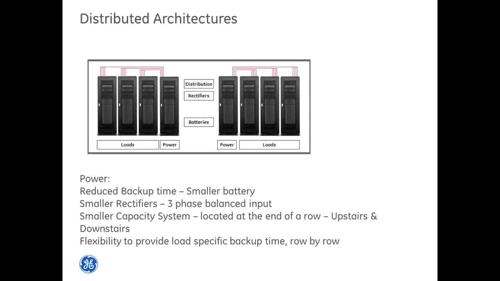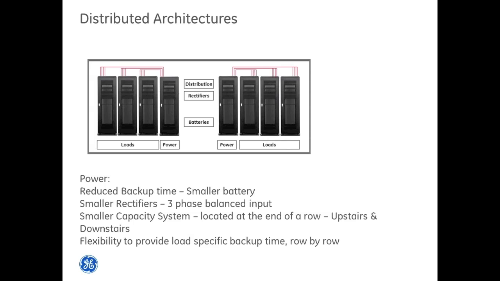Reduced backup time gives us a smaller battery, smaller rectifiers, and three-phase balanced input rectifiers in many cases. Smaller capacity systems, since they're located at the end of a single row and they're only powering a single row, and because now the floor loading has a chance of maintaining this, it can now go upstairs or downstairs.